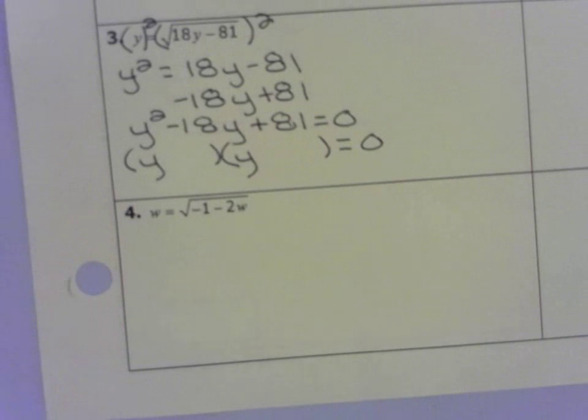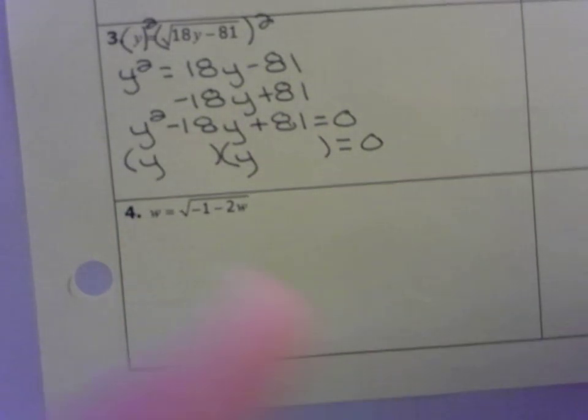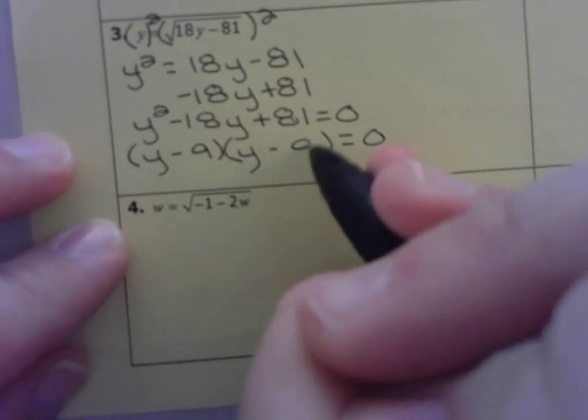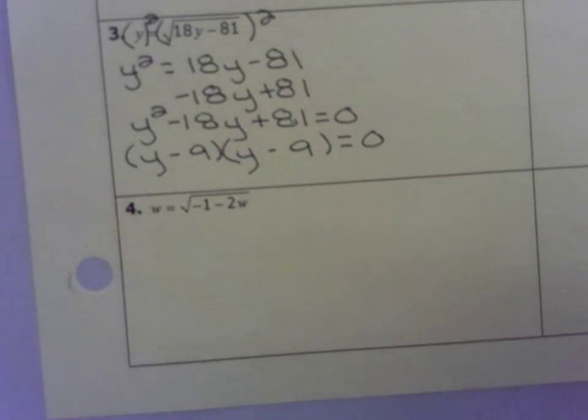How do I find the numbers that go with it? Okay. So what are 2 numbers that multiply to give me positive 81 and add to give me negative 18? Negative 9, negative 9, like we've done before. So it's all review. It's just kind of getting back into the factoring.